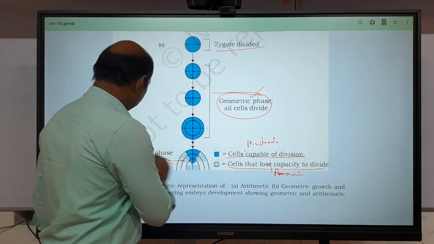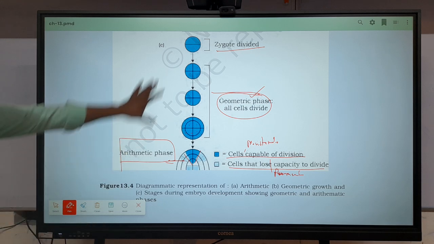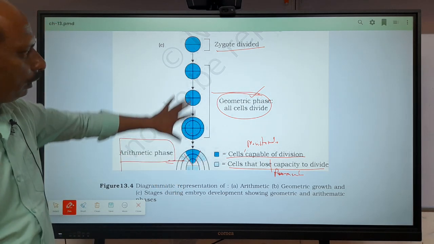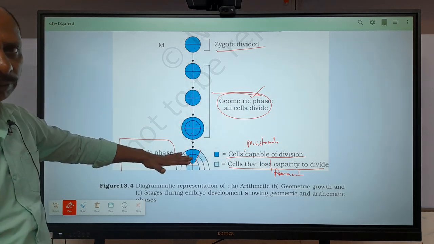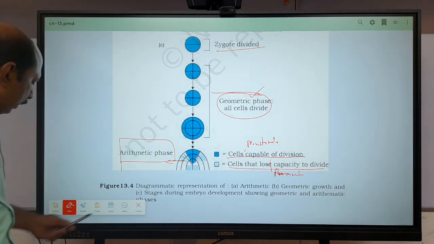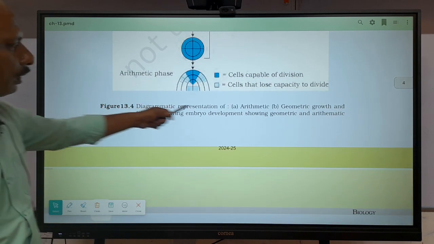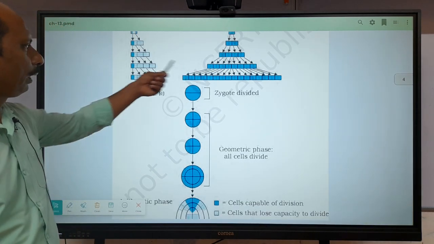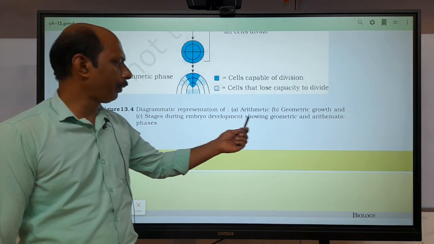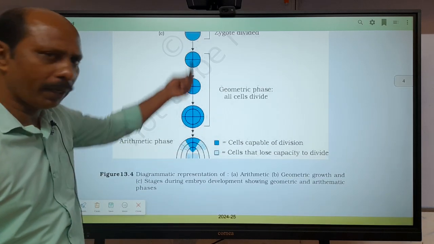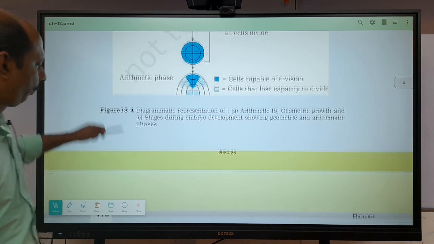Here an arithmetic phase of growth is there, and a geometric phase of growth is there. So both types of growth are there. This side is geometric, and after some time arithmetic is given, right? It is also given in this diagram: diagrammatic representation of arithmetic and geometric growth. This one is arithmetic, this one is geometric, and both stages occur during embryonic development, initially geometric and further converting into the arithmetic phase.